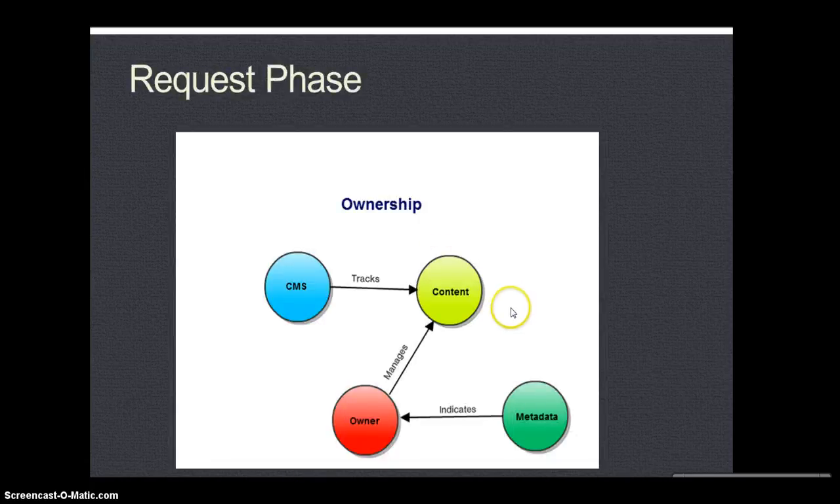In the request phase, it's very important to identify ownership. The metadata, which is sort of the information about the information in your website, will indicate who the content owner is once you have identified them. The content owner will manage the content, and the CMS will also track the content, which can help you find the content easily so that it can be updated as needed.